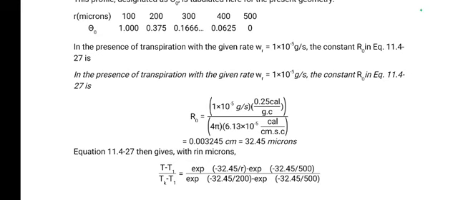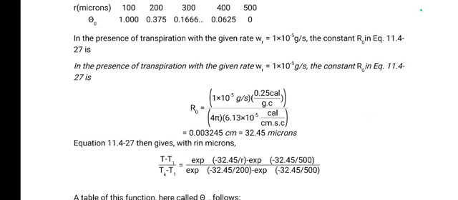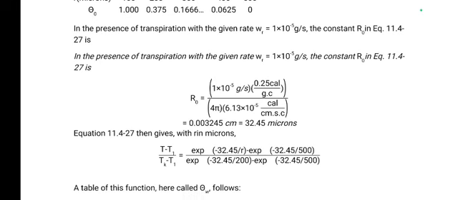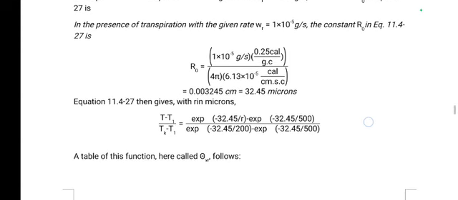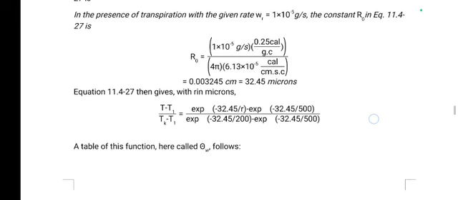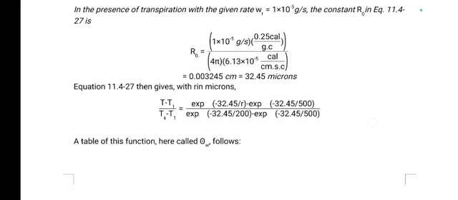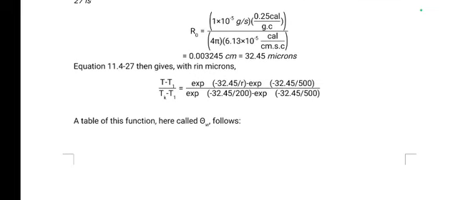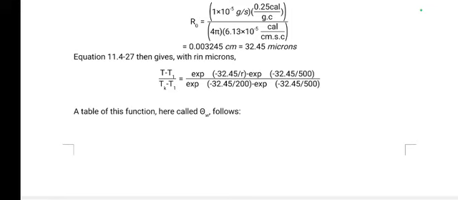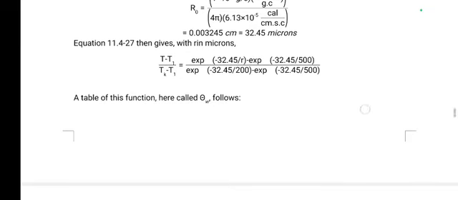Now in the presence of transpiration with the given rate WR equal to 1 into 10 to the minus 5 gram per second, the constant R naught in equation 11.4-27 is R naught equal to 1 into 10 to the minus 5 gram per second into 0.25 calorie per gram degree Celsius upon 4 pi into 6.13 into 10 to the power minus 5 calorie per centimeter second degree Celsius, and it's equal to 0.003245 centimeter, which is 32.45 microns.